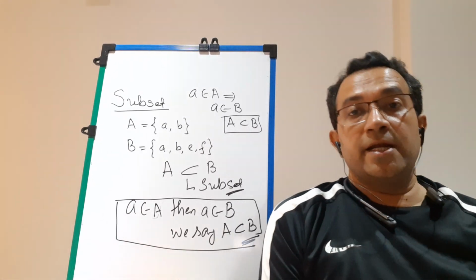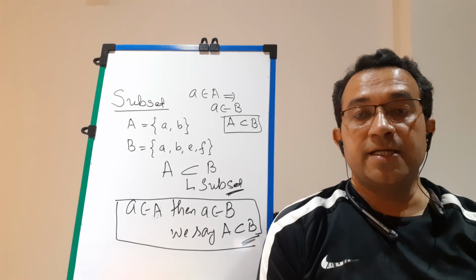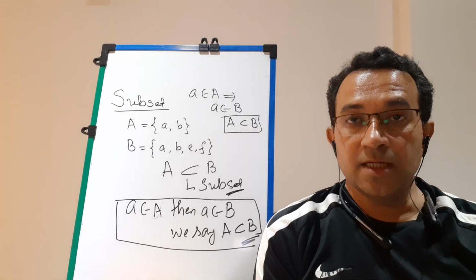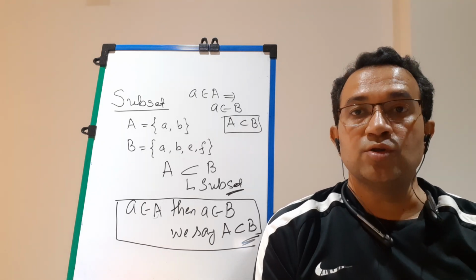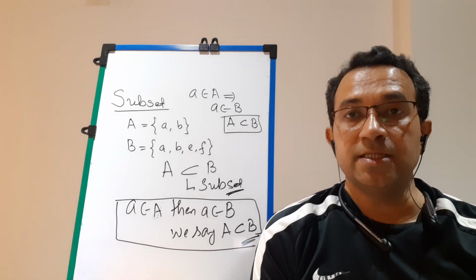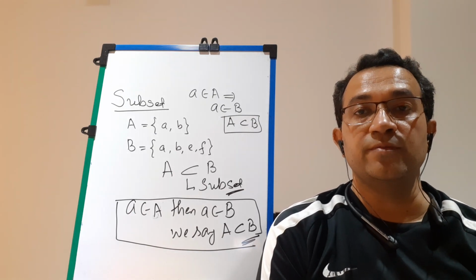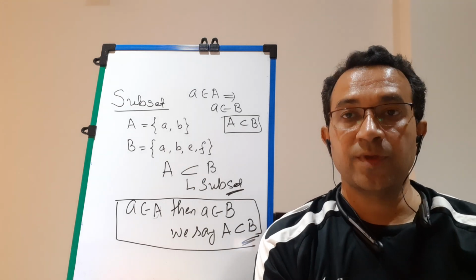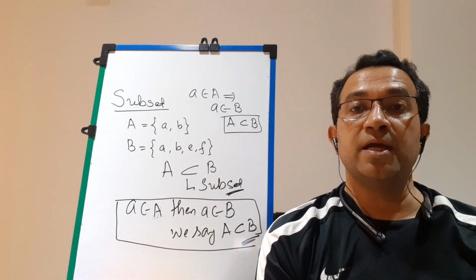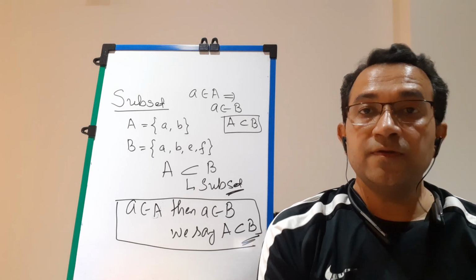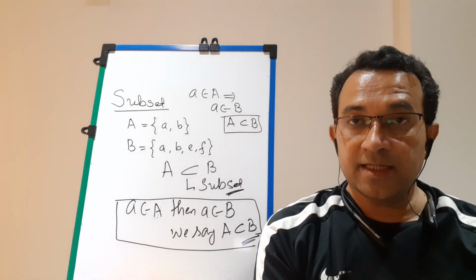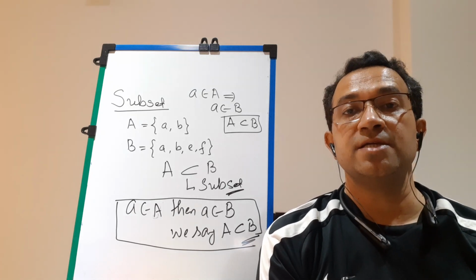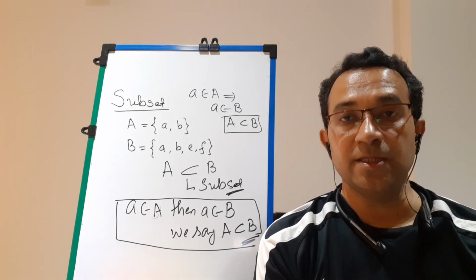So students, let us come to the topic of subset, definition of subset once again. For non-empty sets A and B, if every element of A is also an element of B, then students, A is called a subset of B. It is denoted by this symbol, A subset B. One more definition of subset we have in terms of logic. If a is an element of set A, then a is also an element of set B, then students, we can say that A is a subset of B.